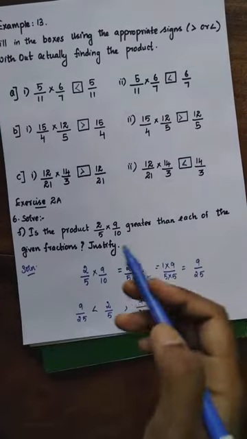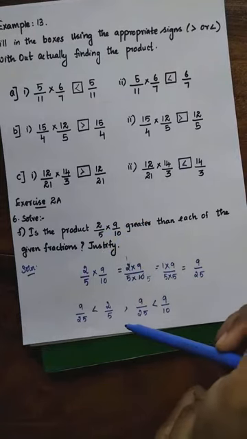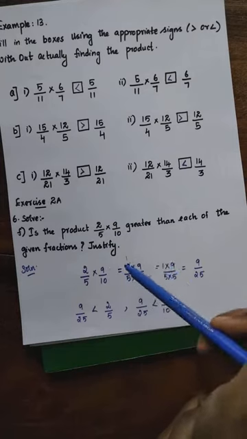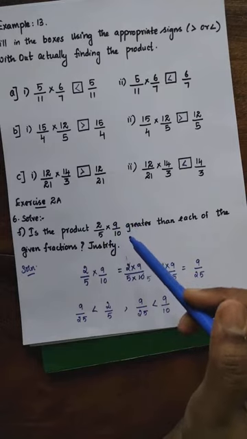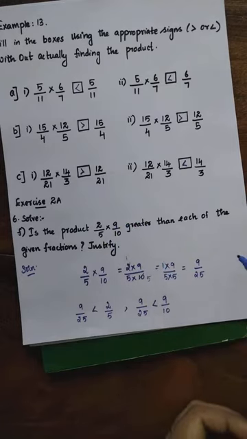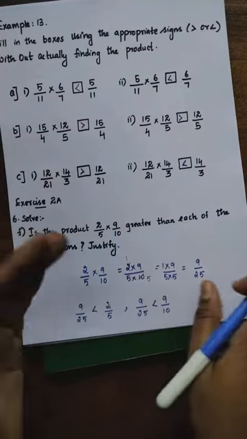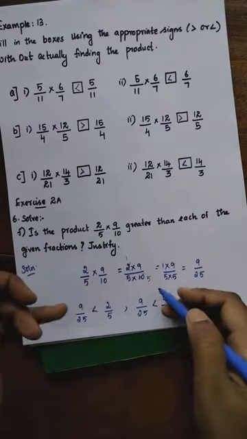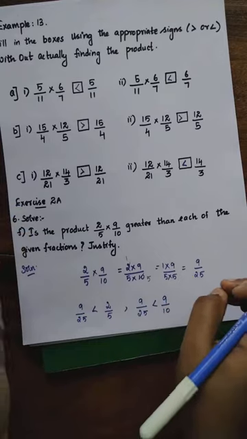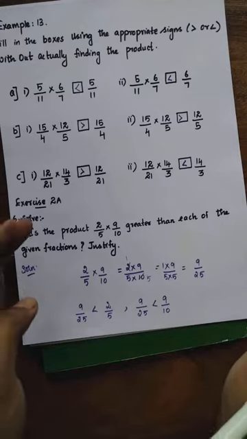What they have asked in the question is whether the product of 2 by 5 and 9 by 10 is greater than each of the fractions. Here the product of 2 by 5 and 9 by 10 is lesser than each of the fractions. In the question they are asking if the product is greater than each of the fractions. Here, no. The product of 2 by 5 into 9 by 10 is 9 by 25. This 9 by 25 is lesser than each of the fractions.